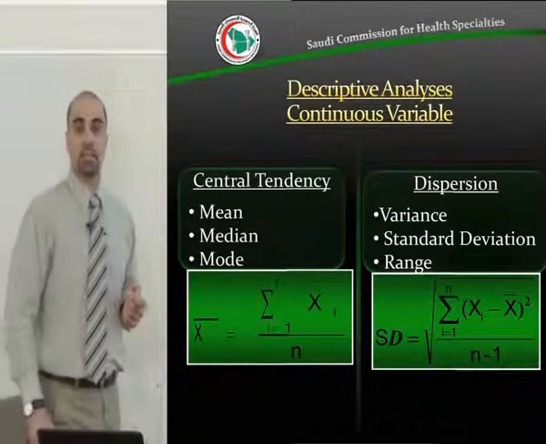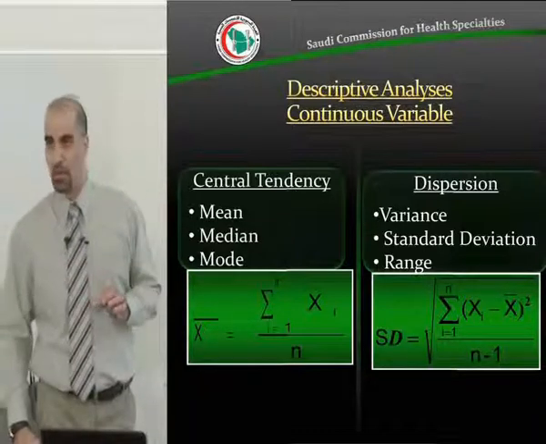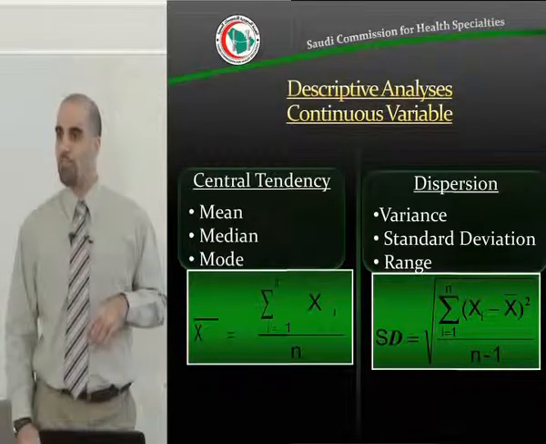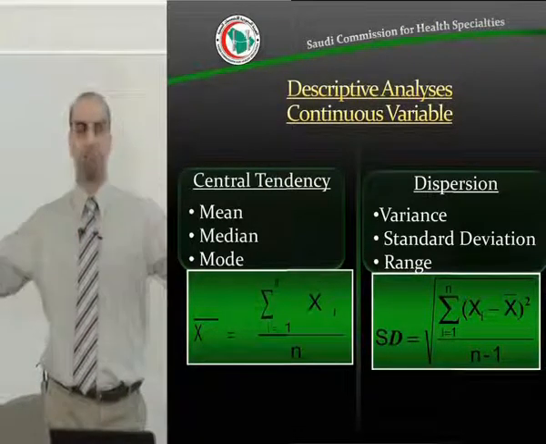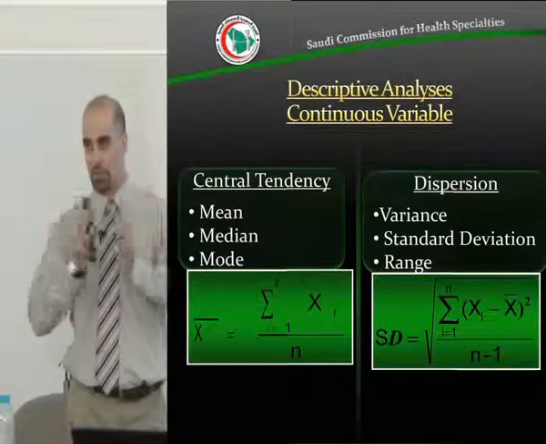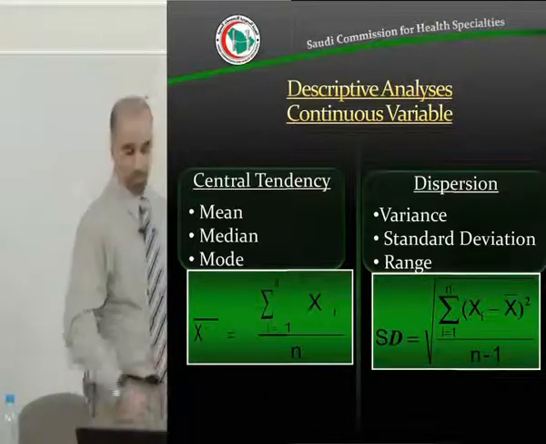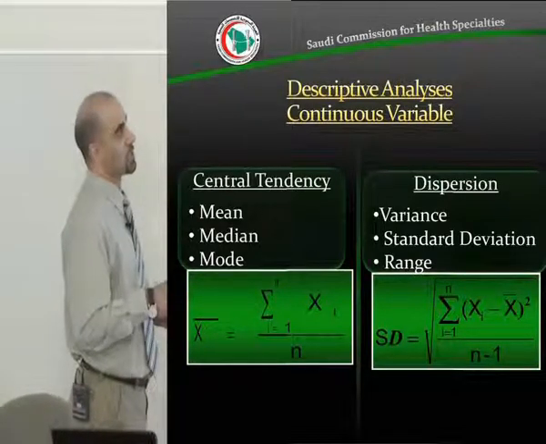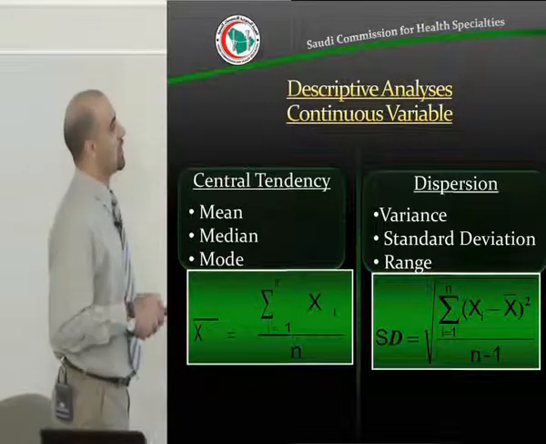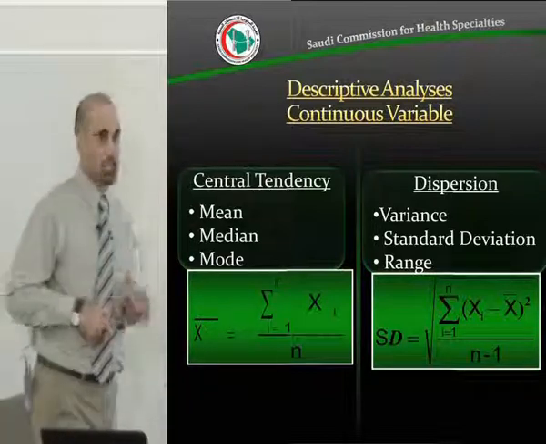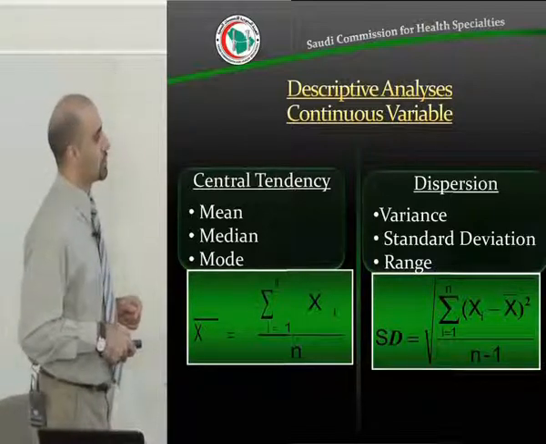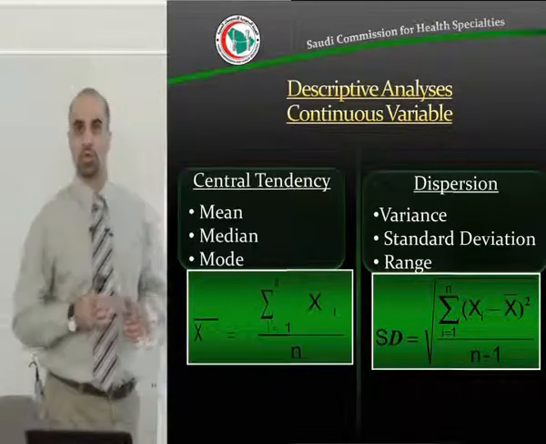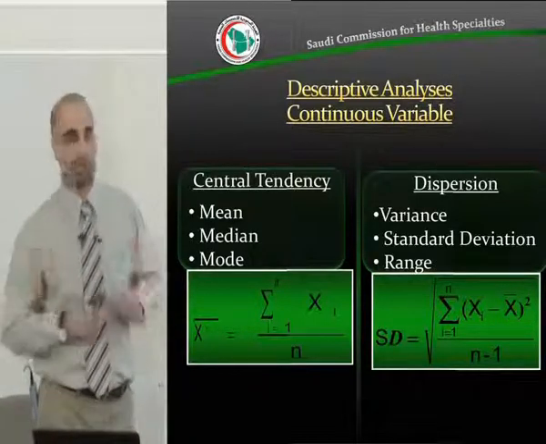Now, is it enough to give only the average, the mean? No, it's not enough, because the mean reflects only one number, but I have to have a measure that tells me how much variability I have in my data, what we call dispersion. So the second measure that I want to provide for a continuous variable is the dispersion. And we have three types: the variance, standard deviation, and the range. The range is the maximum minus the minimum, so it gives me an indication about how much variability I have.